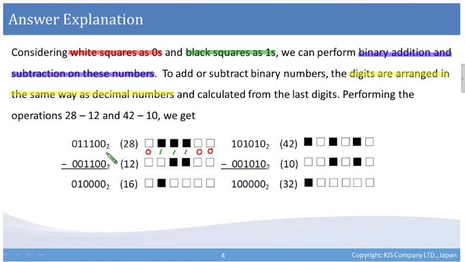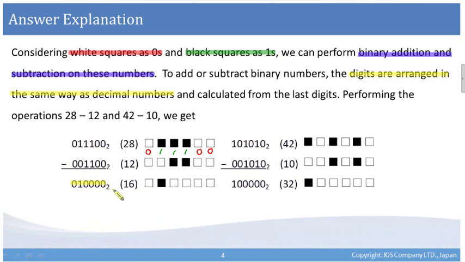So the calculation with these binary numbers is the same as what we do with decimal numbers. So 0 take away 0, and 1 take away 1, 1 take away 0, and so on. And we are left with this binary number 010000.